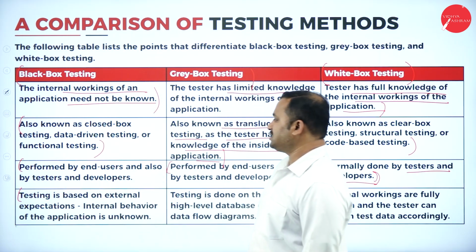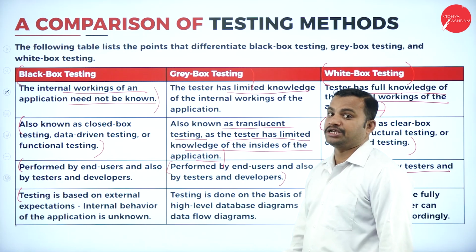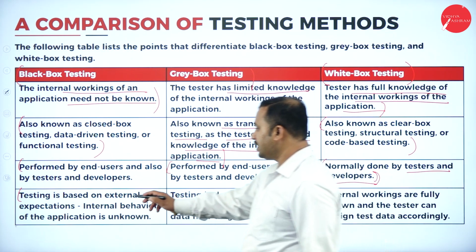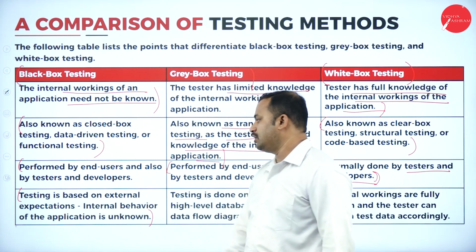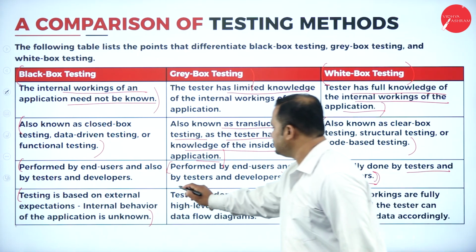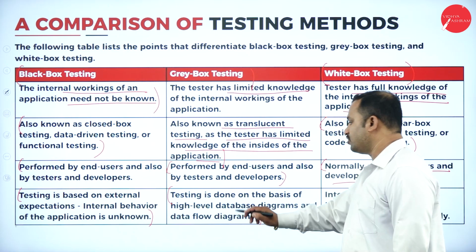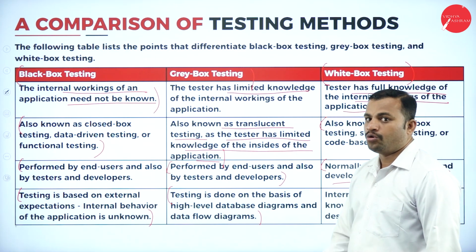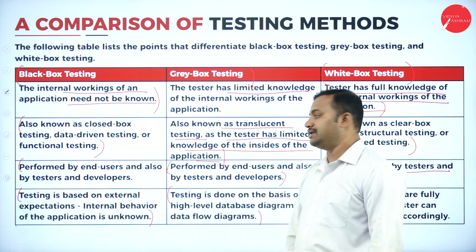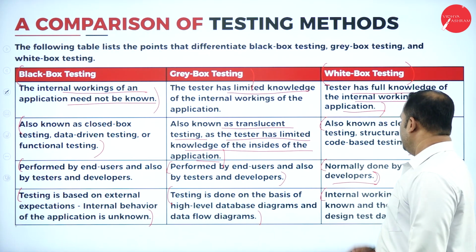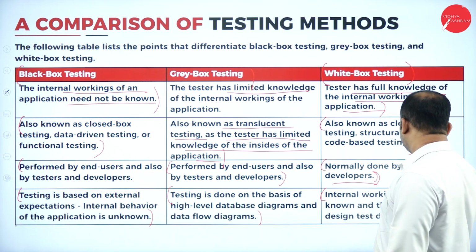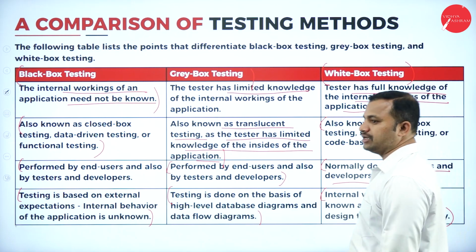Then for black box testing, testing is based on external expectations. The internal behavior of an application is unknown. In gray box testing, testing is done on the basis of high-level database diagrams and data flow diagrams, similar to the OOMD, that is Object-Oriented Modeling and Design. In white box testing, internal workings are fully known and the tester can design test data accordingly.